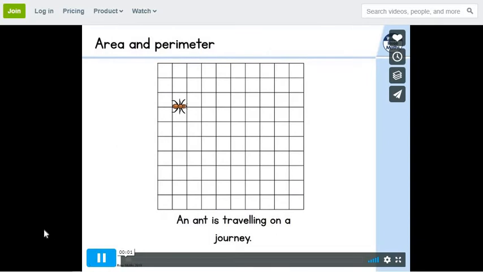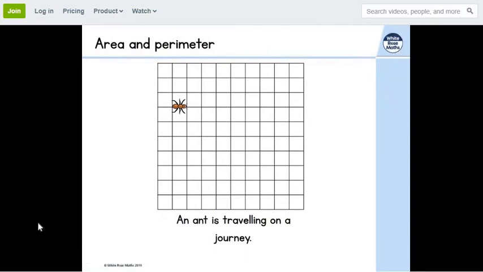Hello there and welcome back. Today we're going to have a look at using area and perimeter. And we're going to start off with a bit of an insect problem. So here we've got an ant and he's going on a little journey across this board. So watch carefully. I want you to think about how far has the ant travelled. Let's watch him go.